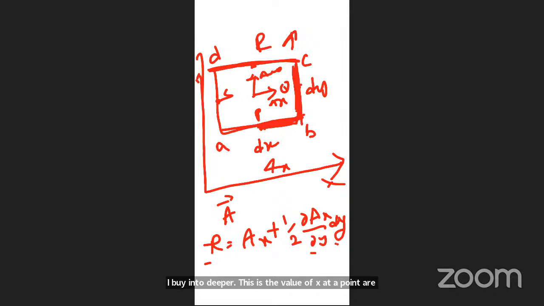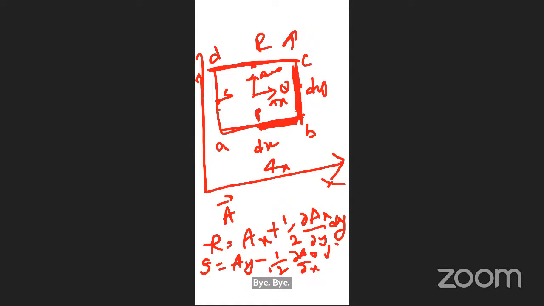So again, along the y direction, the value of Ay at points S and Q. The S value is in the opposite direction, that is a negative value. So what is S? S is equal to Ay minus dou Ay by dou x into dx. So this is the opposite: S is equal to Ay minus dou Ay by dou x into dx.